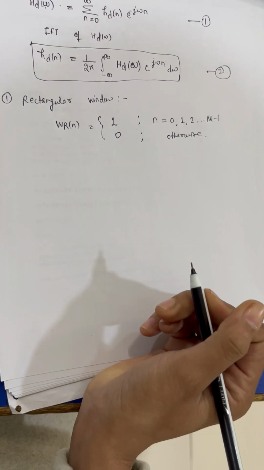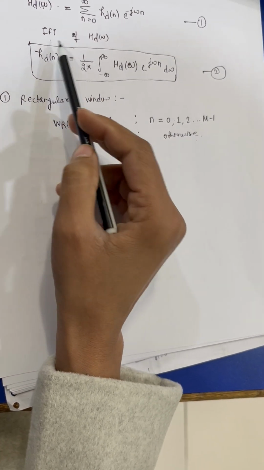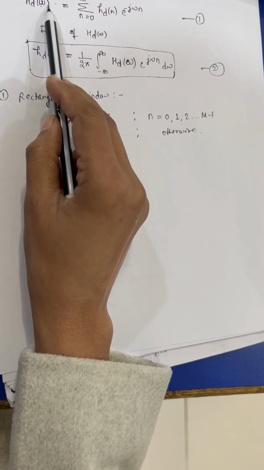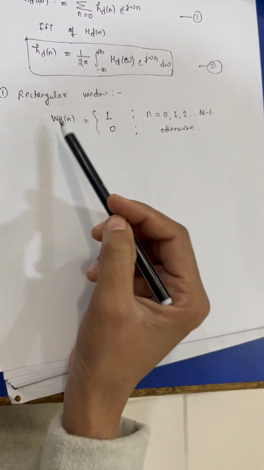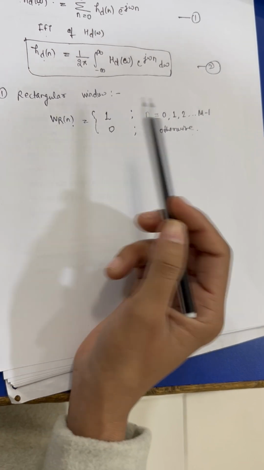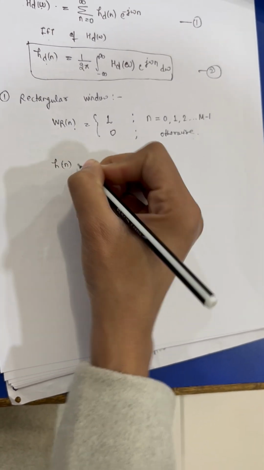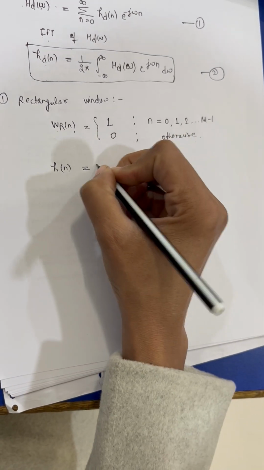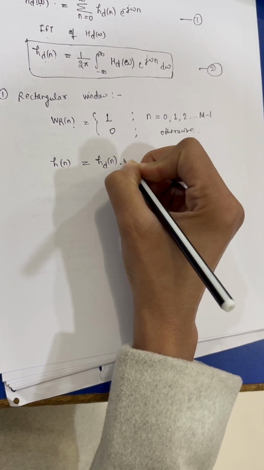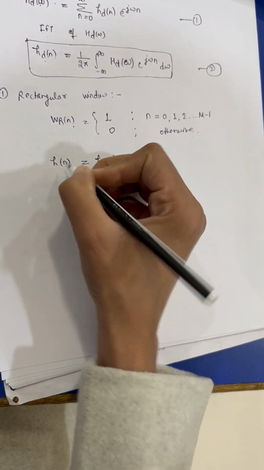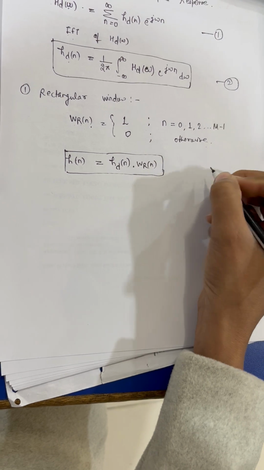So first step, as given in the question, we take the inverse Fourier transform of H_d(ω) and we get h_d(n). After that, we multiply h_d(n) by w_R(n), that is the given window function. Then finally we get the sample response, not the desired sample response, by multiplying with the window function. So let's proceed to the numerical.